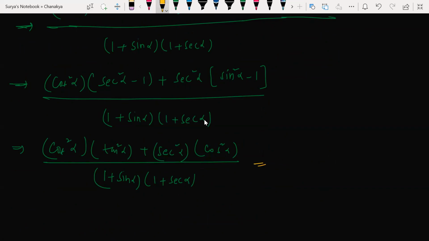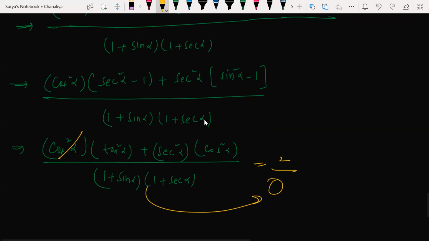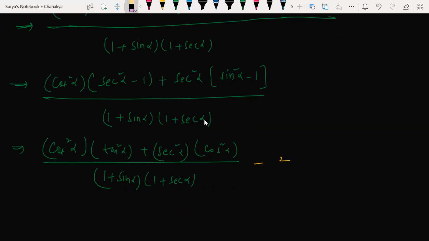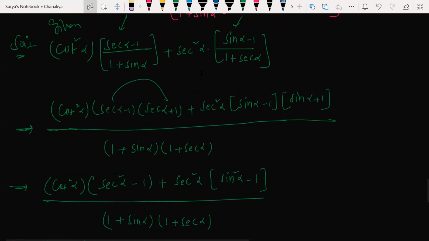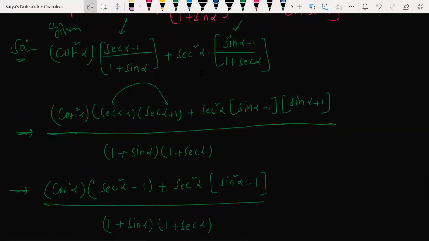See here, I will be getting 2 by something, 2 by this denominator as it is. Why? Because tan square alpha, cot square alpha both are reciprocal to each other. Both will get cancelled. Secant square alpha, cos square alpha both are reciprocal to each other. They also will be getting cancelled. So I'll be left with 2 by something. But 2 by something is not in the option. So what I do here is I'll make a small arrangement, a small modification. What is that modification?